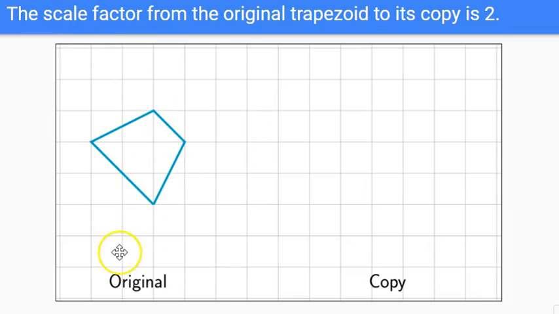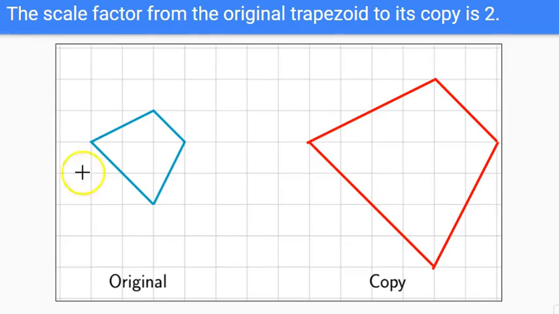So here's another one. I've got an original at these measurements, and I'm going to make a copy. The copy has to be with a scale factor of 2. Is this going to be larger or smaller than what it is here? It's going to be larger, isn't it? Yeah, so the copy has to be larger because we had to double each of those lengths.